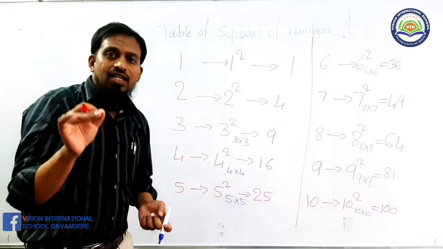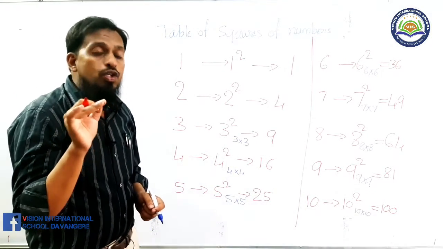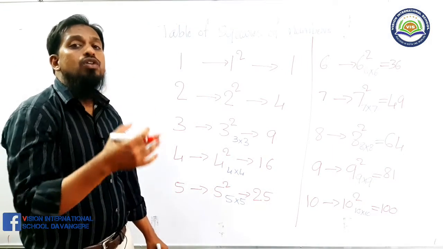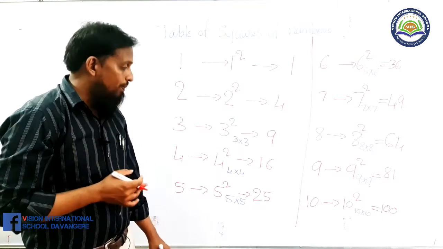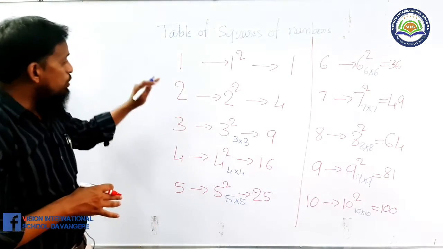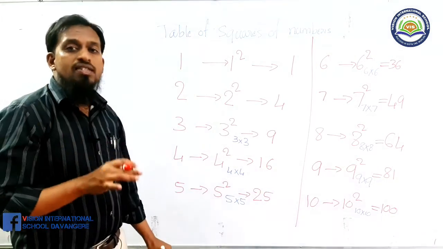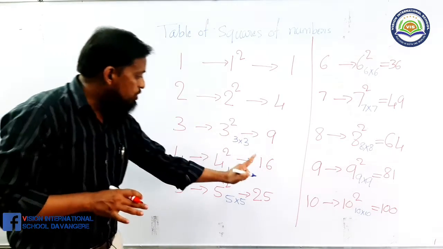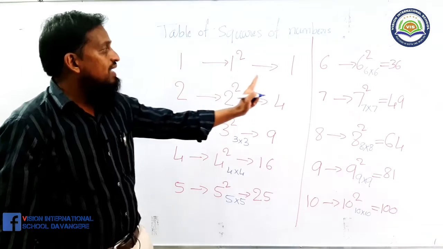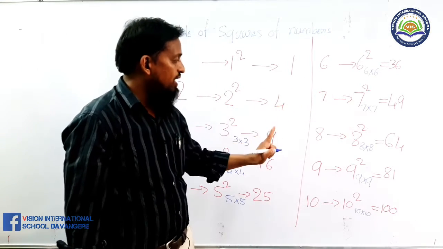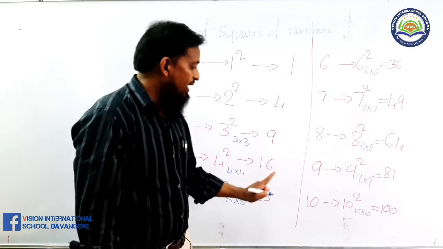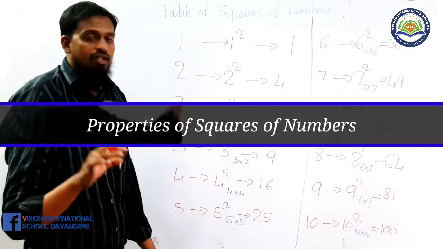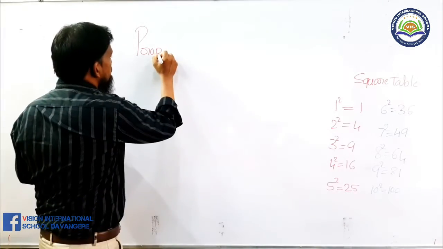In fact, being a student, we should memorize the squares table till 20. Then in the future it will be easy for you to solve bigger problems. But at least as of now, you need to write this table and memorize it. 1 square 1, 2 square 4, 3 square 9, 4 square 16, 5 square 25, 6 square 36, 7 square 49, 8 square 64, 9 square 81, 10 square 100. This is the way you need to memorize. For any number, whenever I ask randomly, you should be ready to answer.